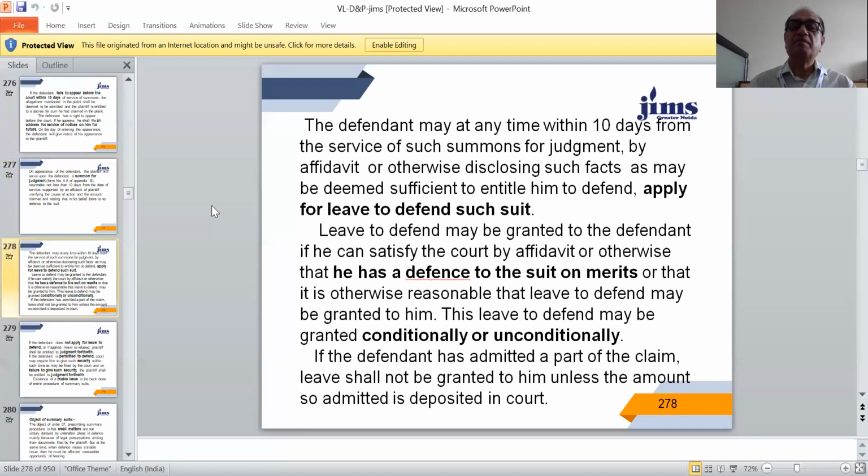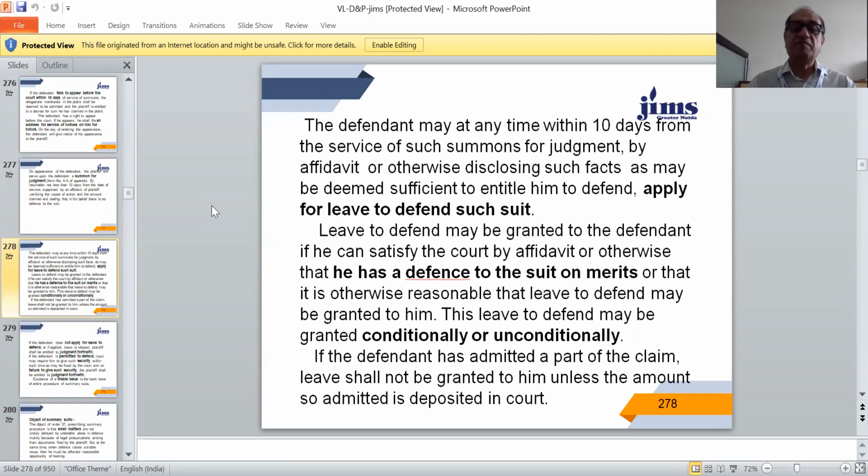Now, the defendant may at any time within 10 days from the service of such summons for judgment, by affidavit or otherwise, disclosing such facts as may be deemed sufficient to entitle him to defend, apply for leave to defend such suit. This is the main distinction, dear students, that on appearance, the defendant will have to apply for leave to defend such suit. Leave to defend may be granted to the defendant if he can satisfy the court by affidavit or otherwise that he has a defense to the suit on merits, or that it is otherwise reasonable that leave to defend may be granted to him.